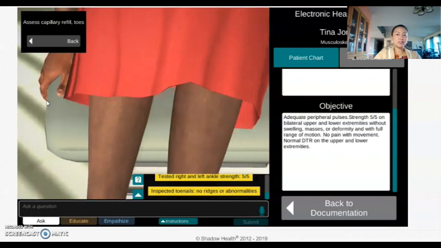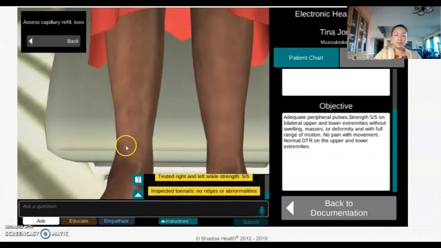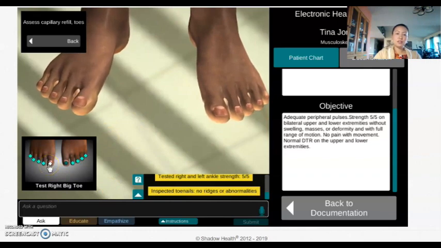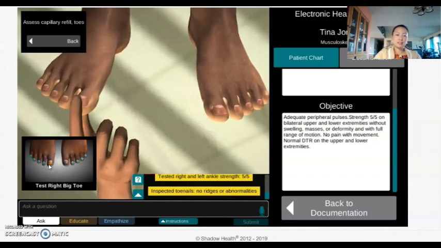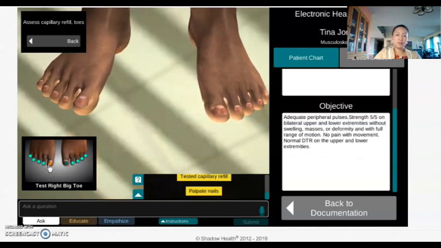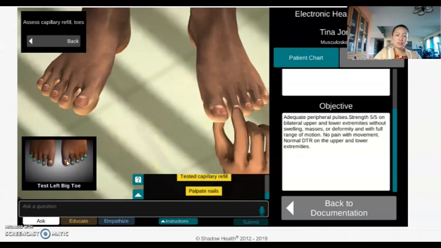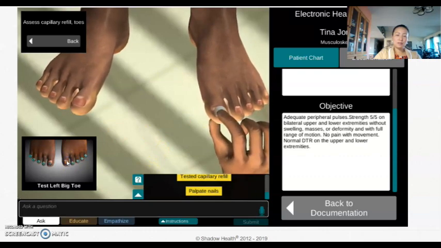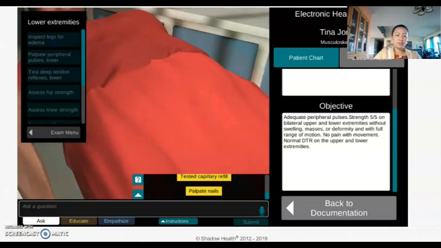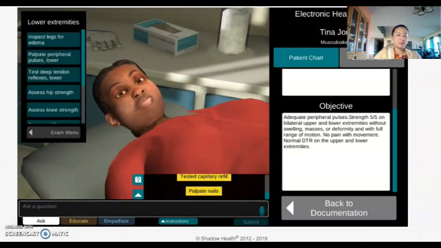Okay, I'm going to assess the capillary refill. I want to see it below 3 seconds. Testing the right big toe. Okay, there you go. Very good. It went back to its original color in less than 3 seconds. Okay, going to the other side on the left big toe. There you go. Thank you, Tina, for your cooperation.